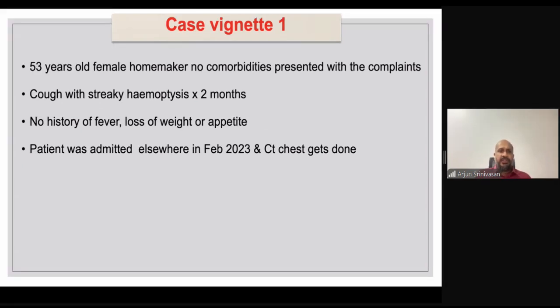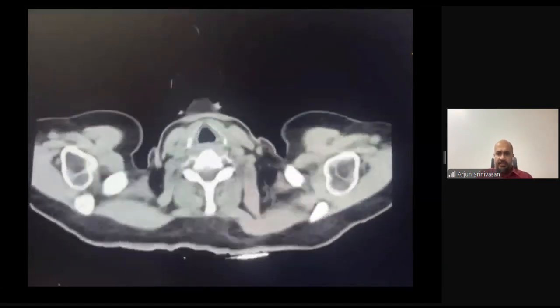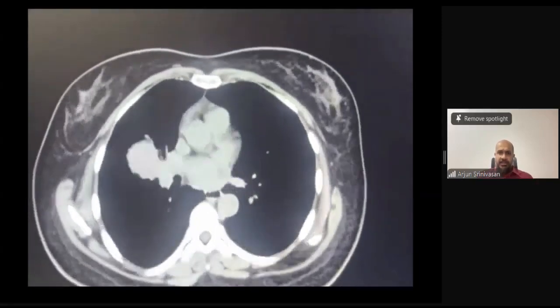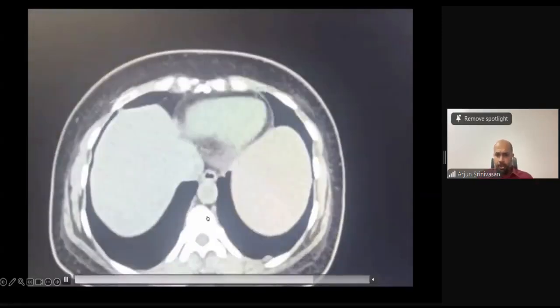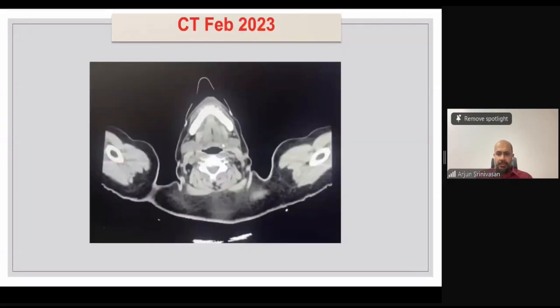And this is about a 53-year-old female homemaker who had no previous comorbidities, and she had presented elsewhere with a streaky hemoptysis of about 2 months duration. There was no constitutional symptoms, and she was admitted in the month of February 2023, and a CT chest gets done. And this is the CT which was done. This is a non-contrast CT that was done there. And you can see that there is a lesion in the middle lobe.